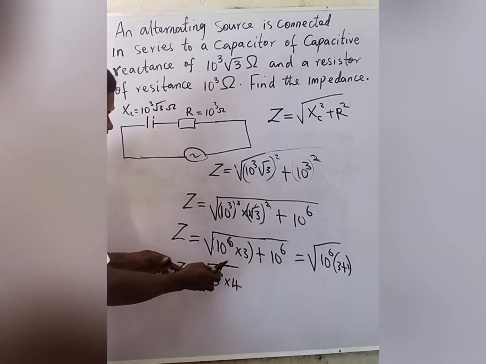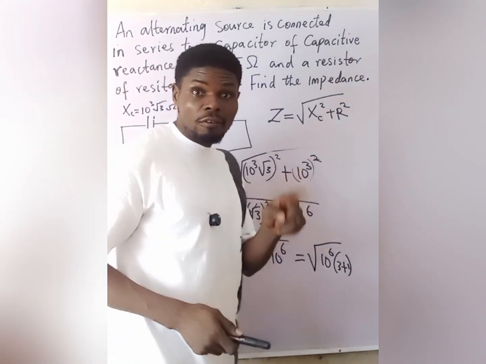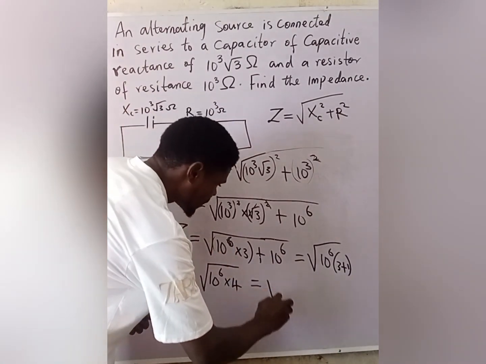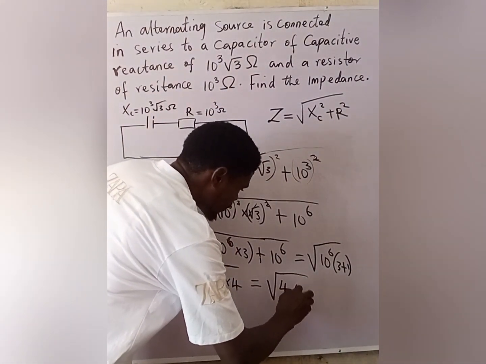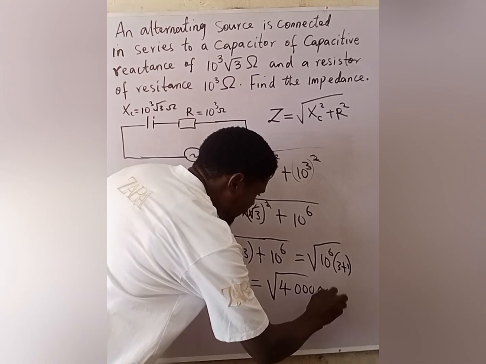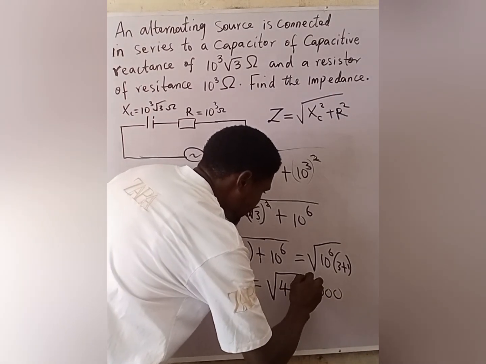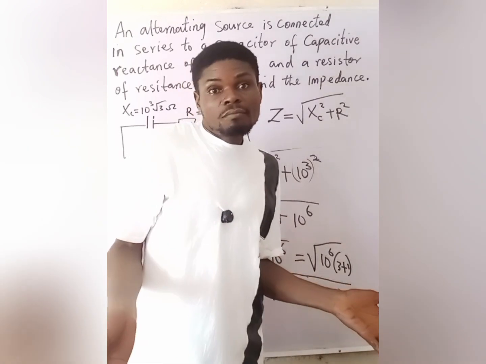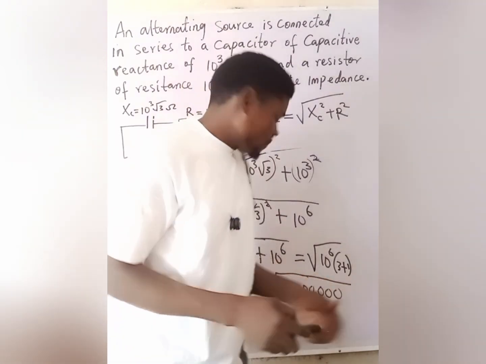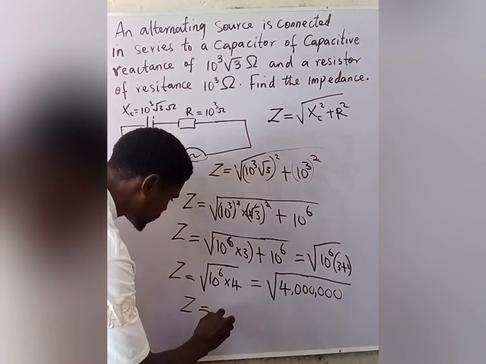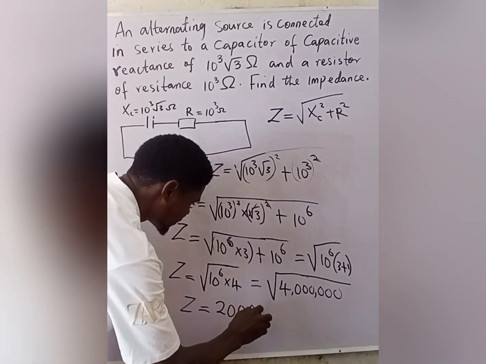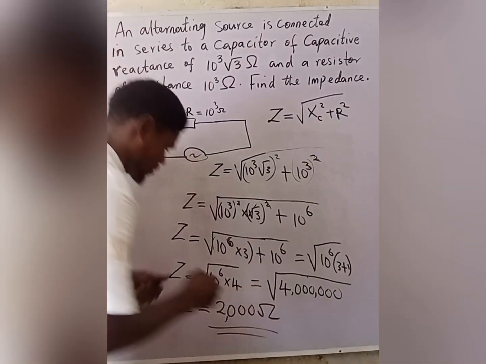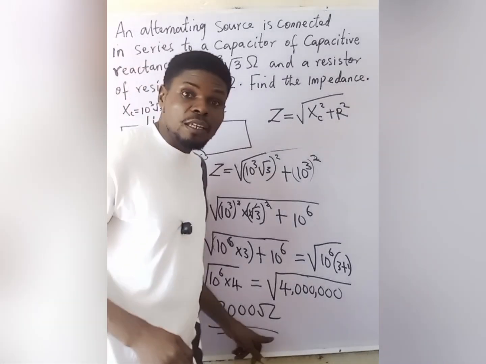10 raised to power 6 is 1 million. 1 million times 4 is 4 million. So what we have left is the square root of 4 million, and the square root of 4 million is 2000. Our Z is equal to 2000 ohms. You can see how big the value is.